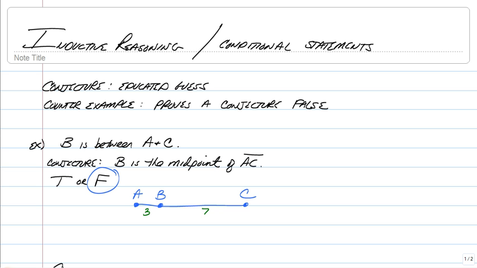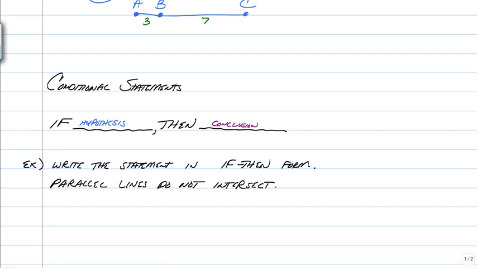An idea of a true statement would be if you have a 30-degree angle, then it's acute. Well, yeah, true statement. There's not much you can do to prove that otherwise. So let's move on to the next topic, and that's conditional statements.